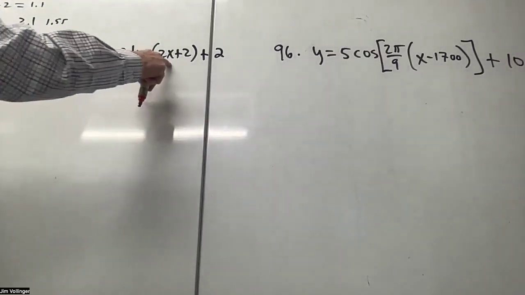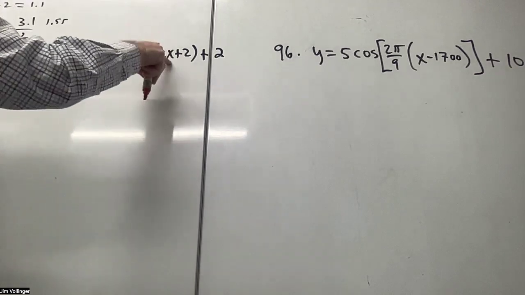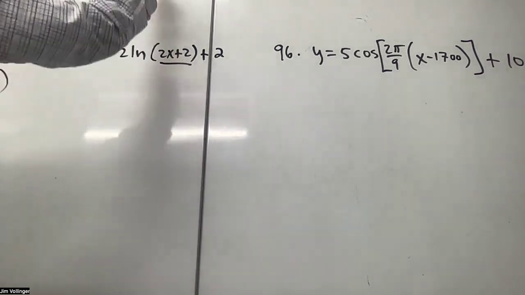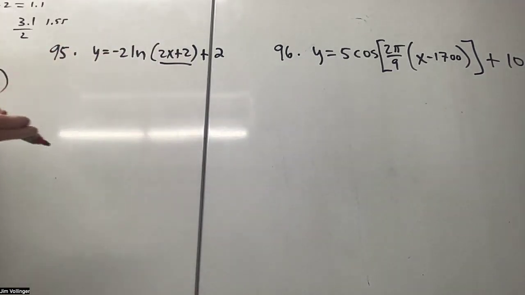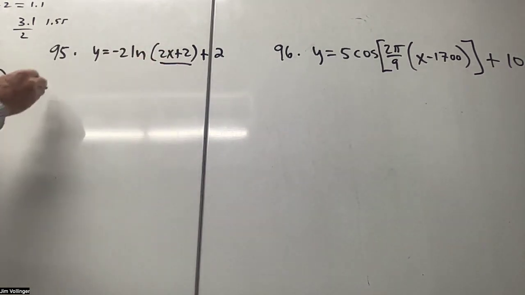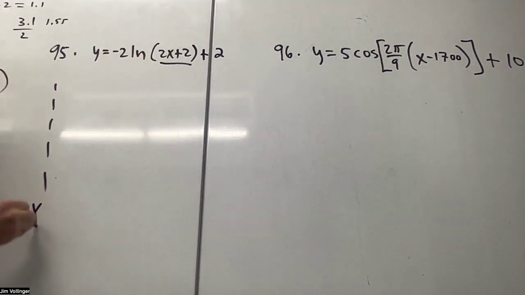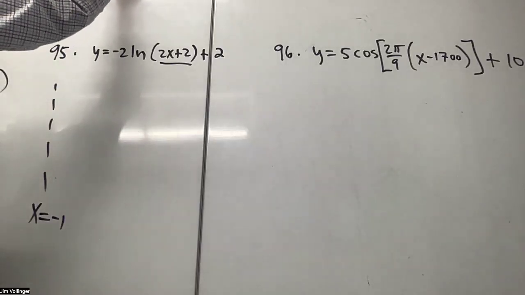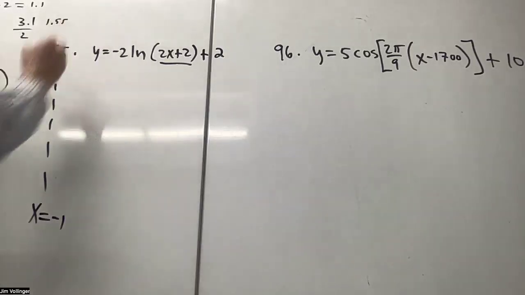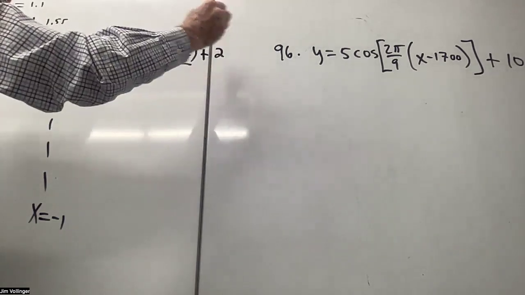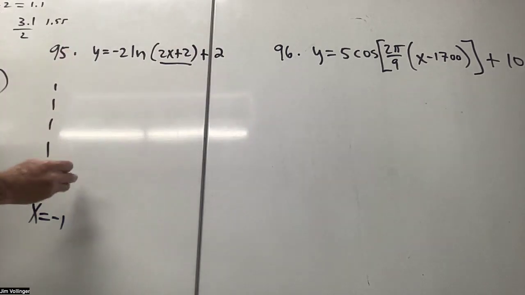So I'm looking at what makes this 0, what makes this 1, and what makes that equal 3, because those are going to be friendly numbers. So what makes it 0? -1. That's my asymptote. All right, so that gets you the asymptote. What makes it 1? Subtract 2, -1, divided by 2, -1/2.